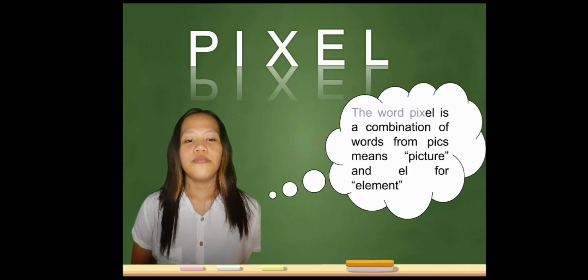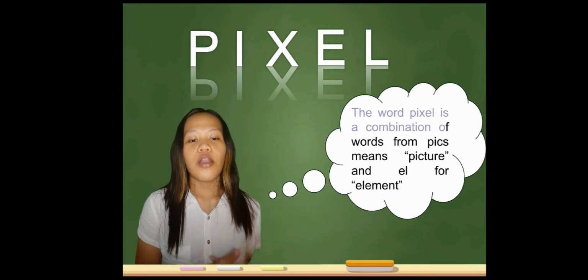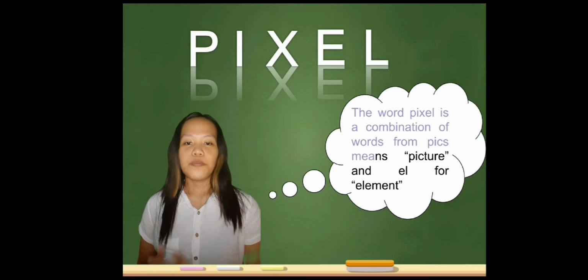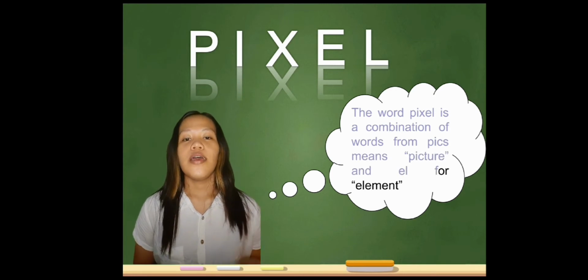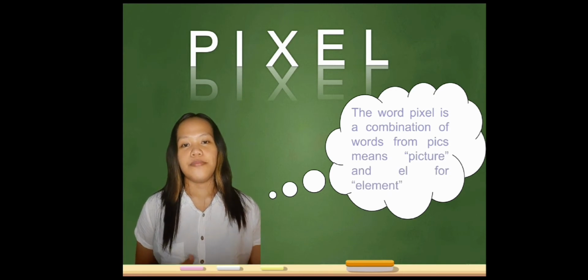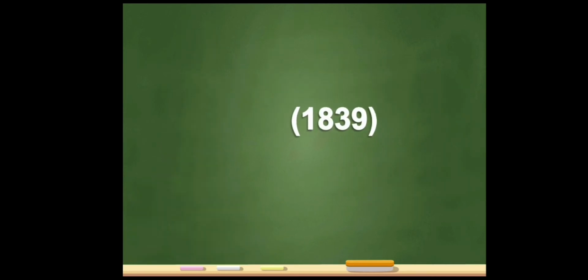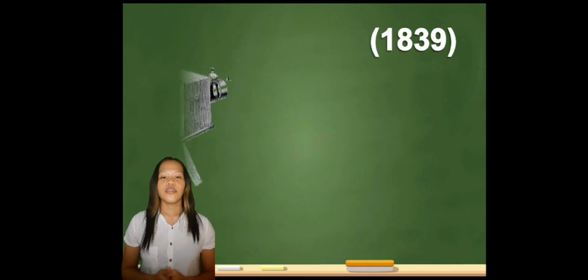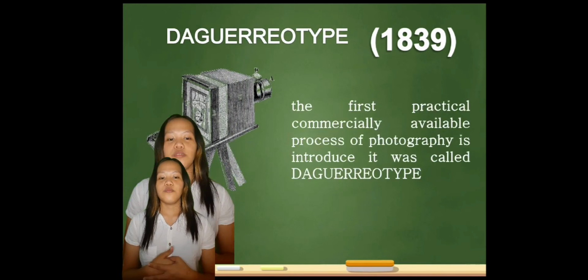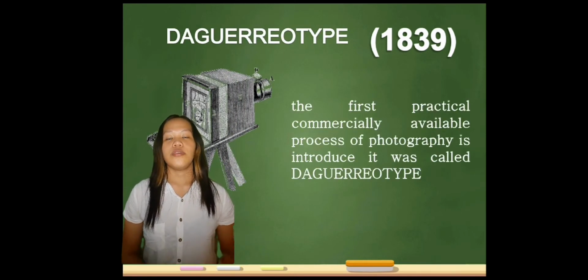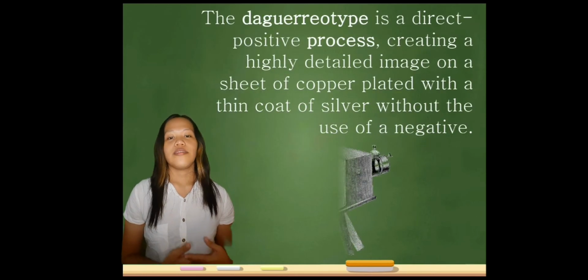So, pixel is a combination of words: pix meaning picture, and el for element. It all begins way back in 1939, when the first practical commercially available photography process was introduced, and it was called the daguerreotype.